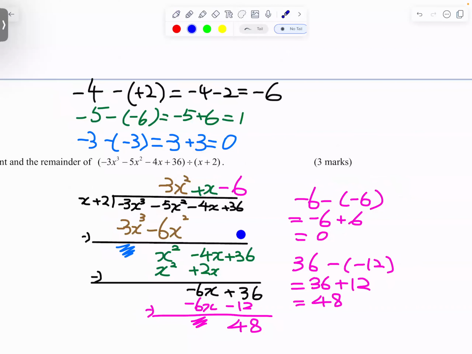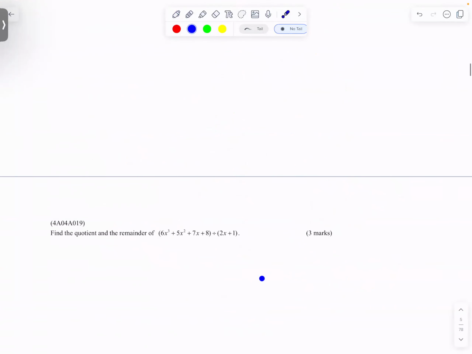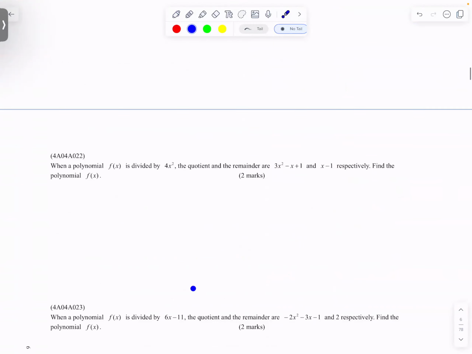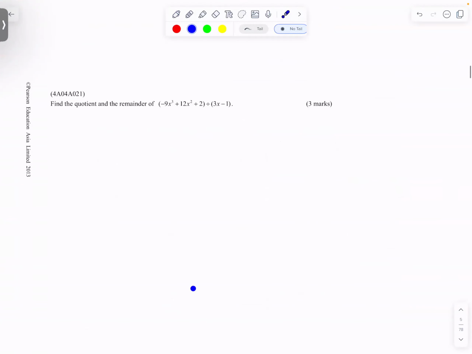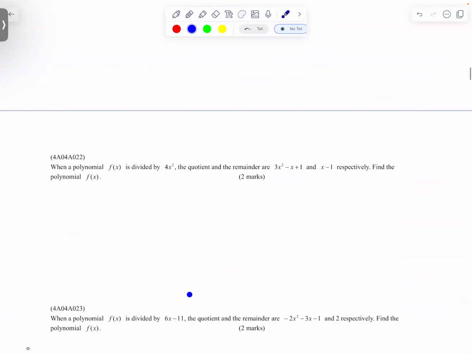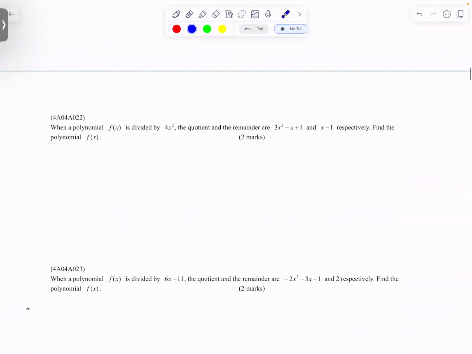Okay. Oh, and then 17, 18, 19, you do on your own also until 21. Okay. I'll also send you the answer so you can check. Oh, this one. You need to find the polynomial itself. You need to find the f(x).